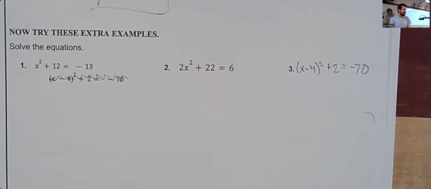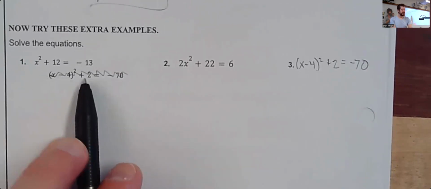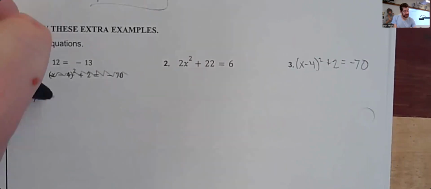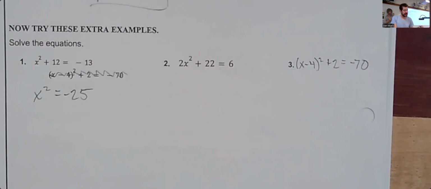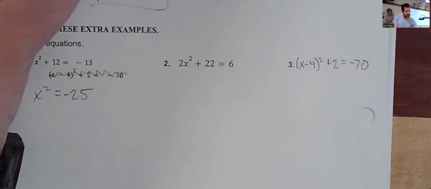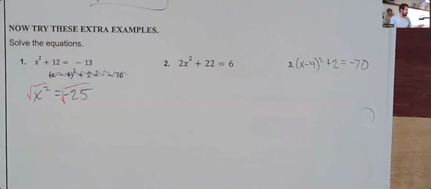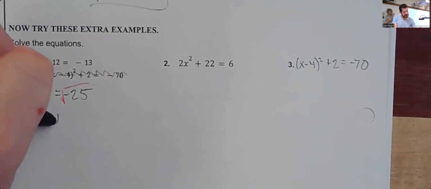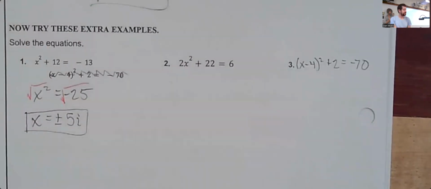Does anybody know the answer already to number 1? Kind of see where this one's going. Positive and negative 5i. Yeah. Because we'll subtract 12 from each side. Negative 13 minus 12 gives us x squared equals negative 25. And then if we square root that, square root of 25 is 5, but because it's negative, we need the imaginary unit as well. So that'll be x equals positive and negative 5i. Nice.